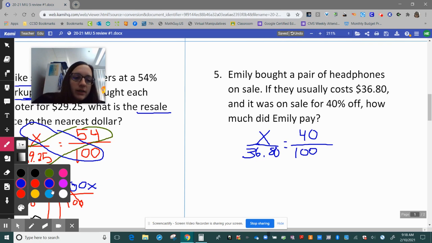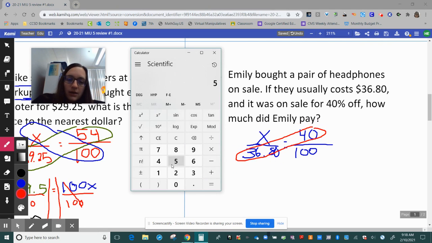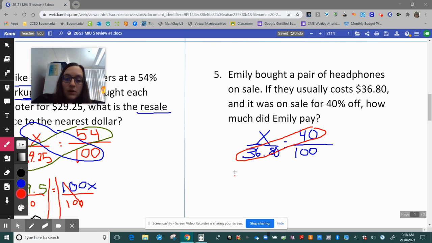We're going to use cross products here. So we're going to multiply our 40 and $36.80. Definitely a calculator. 40 times 36.80 equals 1472. Equals, and then we're going to multiply the other diagonal here, x times 100, which gives us 100x.